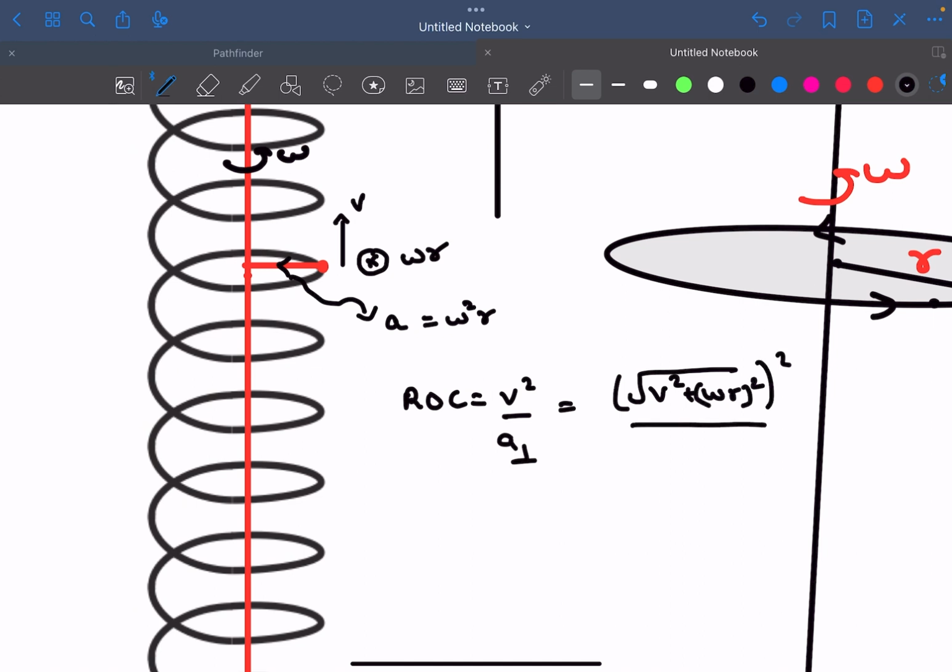Now divide by the component of acceleration perpendicular to the velocity. Observe that omega r is into the plane and v is vertically above, so the net velocity will also be in the plane perpendicular to the plane of the page. You have to imagine this. There is only one component of acceleration, omega square r, and it is perpendicular to the net velocity. So a perpendicular is going to be simply omega square multiplied by r.